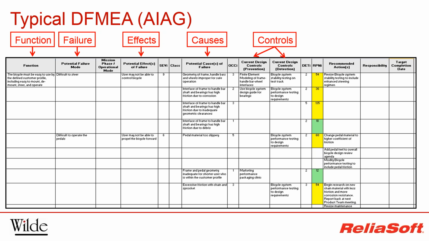Next is the controls columns. These are things that can be done that will help both prevent and detect these issues from occurring in service. Finally is the actions column, which are the things that need to be done to mitigate the issues identified in the analysis. These actions can then be assigned to members of the team to ensure that they are completed.